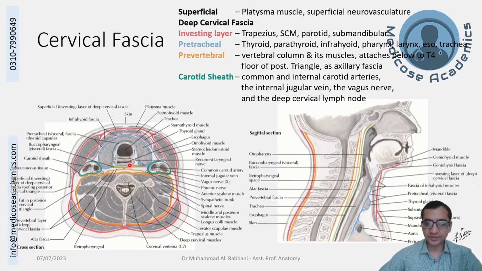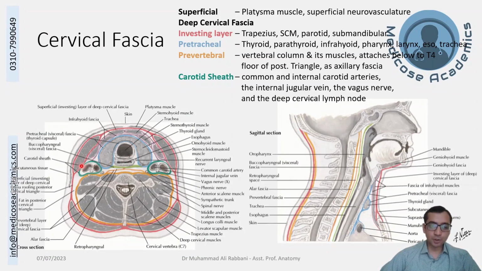I will talk about them separately, but in most of the books, the book that you read, Snell, it gathers all of them together by the name of pretracheal fascia. So it is basically covering the whole of the viscera and the surrounding muscles. It is thyroid, trachea, esophagus, and the nerves and the things that come between them. These are the three major ones.